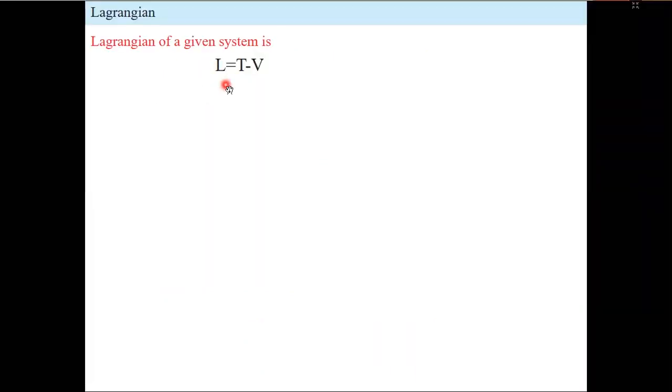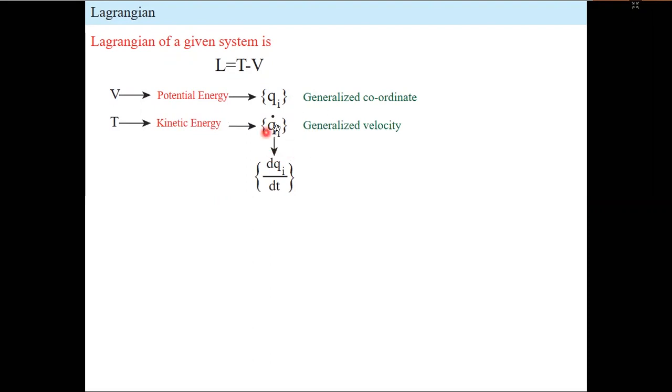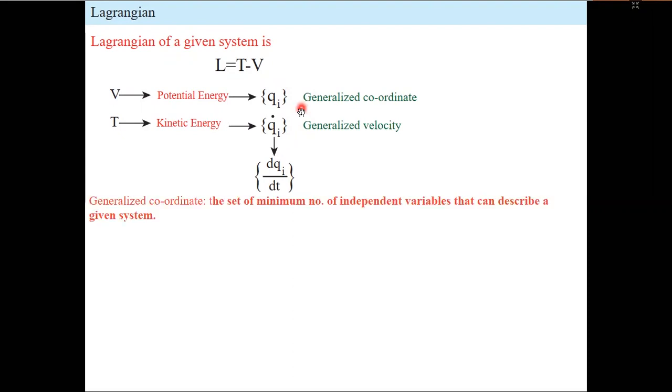The Lagrangian is given by T minus V, where V is the potential energy, and it can be expressed as a set of coordinates which we call generalized coordinates, and we will come to that. T is the kinetic energy, and it is a function of the generalized velocity, which is the time derivative of the earlier one. Now let's take a look at what generalized coordinates are.